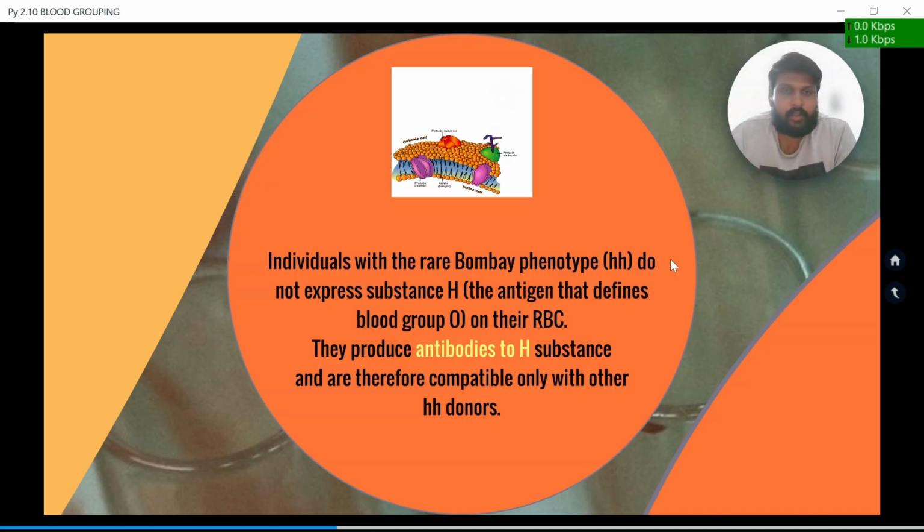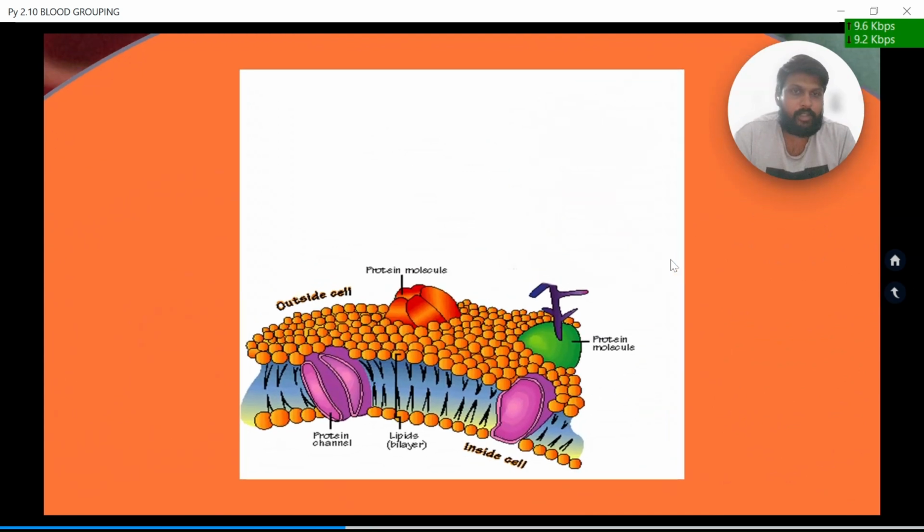Rare individuals with the phenotype hh do not express this H antigen at all. So they produce antibodies to H antigens. They are only compatible with their own Bombay blood group types. If you look at their image, there will be no H antigen. You can look at it so that you understand the difference. Instead, there was an H antigen, now it is not. So for that H antigen, according to Landsteiner law, you will be having an antibody. But H antigen is common for O, A, B. So anything which comes directly, the immune system is going to attack and destroy the RBCs, causing hemolysis, and the patient is not going to get the benefit of transfusion.